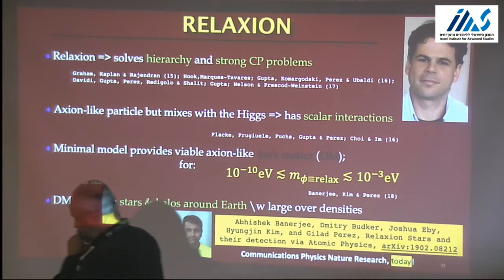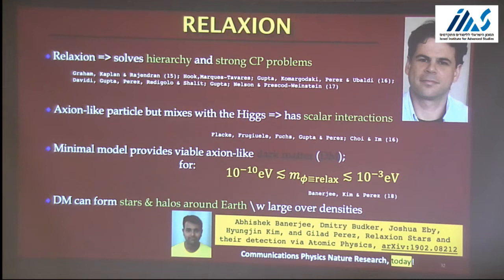There are certain aspects about Gilad's work that are particularly exciting to me. The relaxion, according to Gilad and others, solves the hierarchy problem and the strong CP problem at the same time. They think that it's very natural, and they have a preferred mass range between 10 to minus 10 and 10 to minus 3. And this is something that is super, super exciting to me.